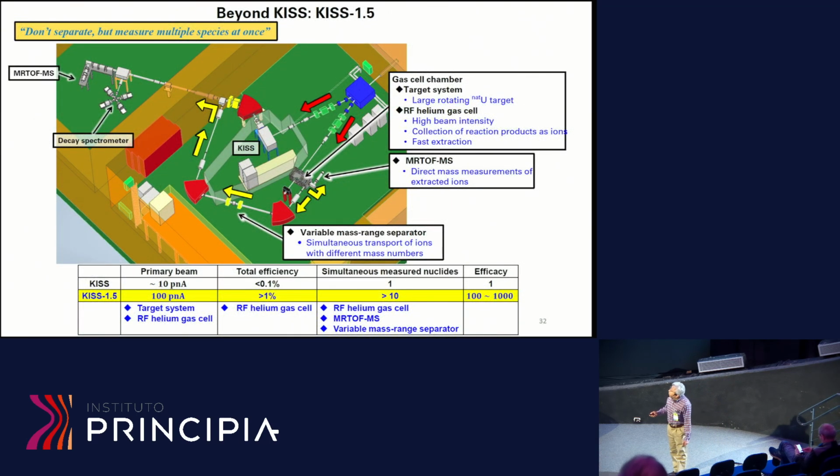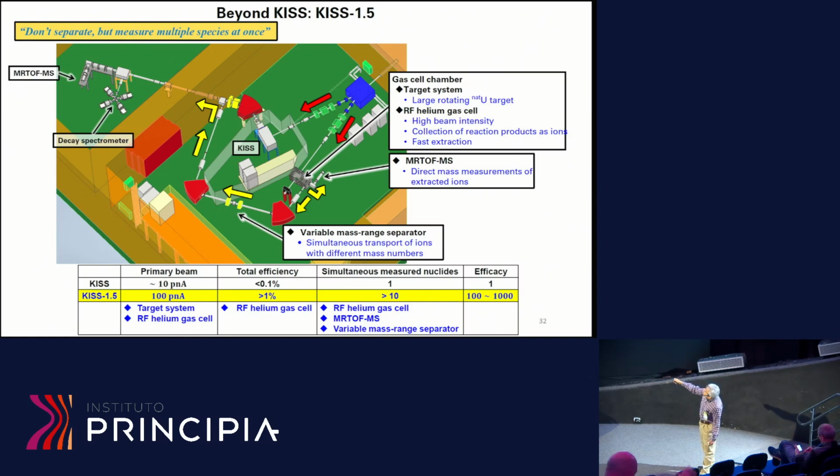Okay, so we'd like to go to the more neutron-rich side. We are now promoting the update of the KISS. It is called KISS 1.5. The strategy is not to separate but to measure multiple species at once to increase the efficiency of the measurements.